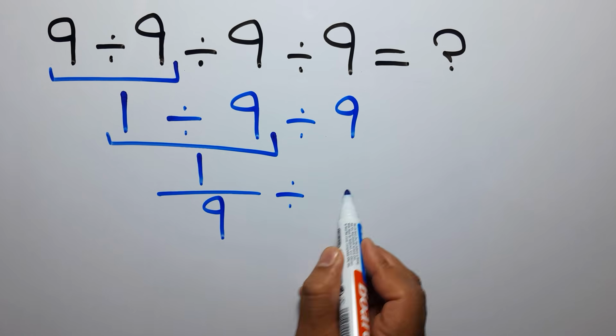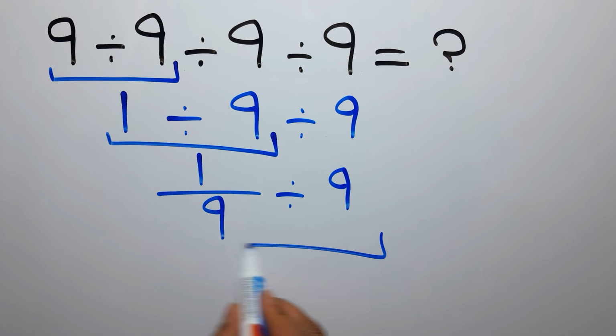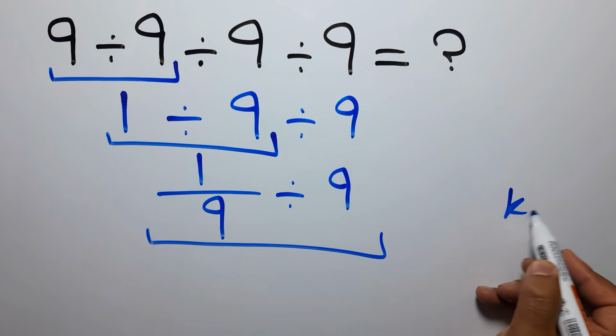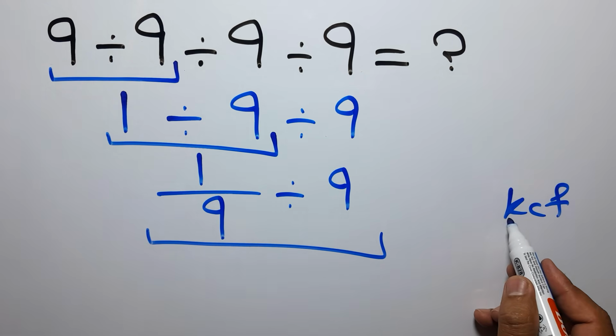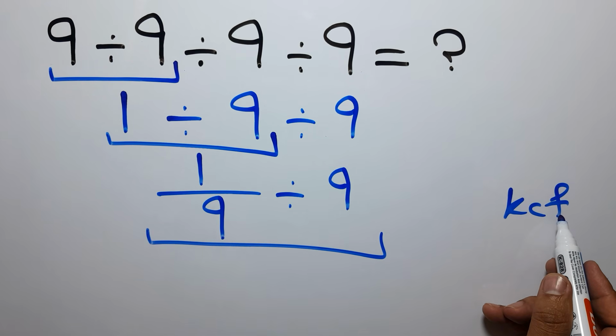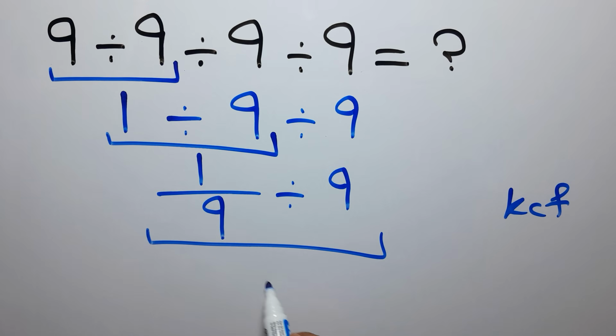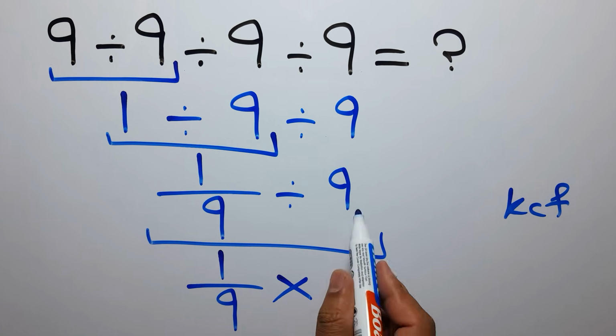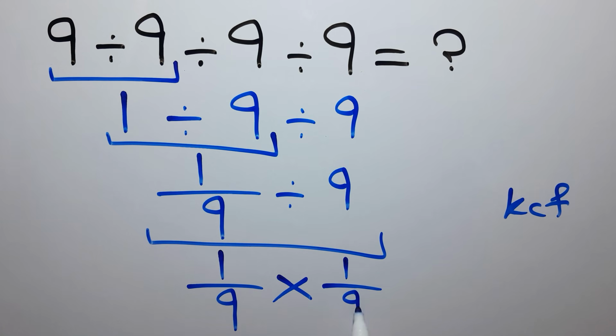Then divided by 9. Now, according to the KCF rule, K stands for keep, C stands for change, and F stands for flip. We can write: keep the first fraction, change division to multiplication, and flip the second fraction.